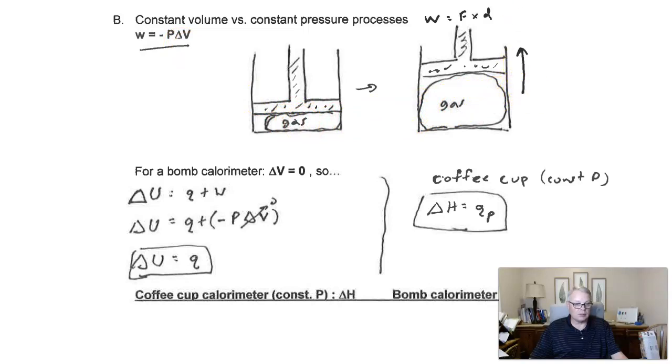Large change in volume, piston goes up a lot. Small change in volume, piston goes up a little. So it's really just this. The negative is here simply because my gas now has less energy after it's done all that work than it did before. Therefore, work is negative. So that's where the minus is. Don't worry too much about it. Now, where am I going with all this?